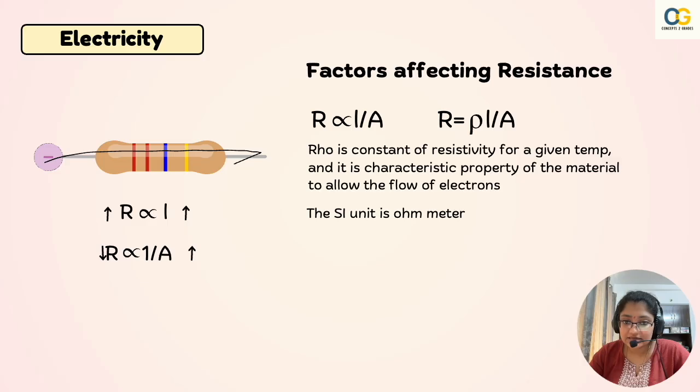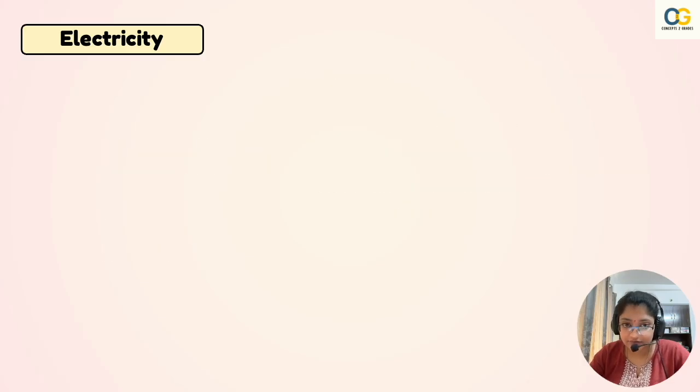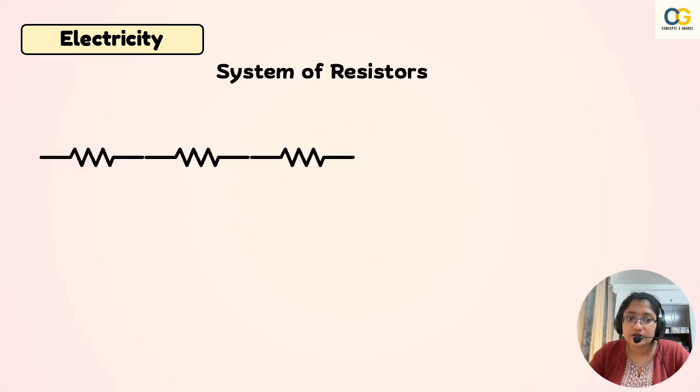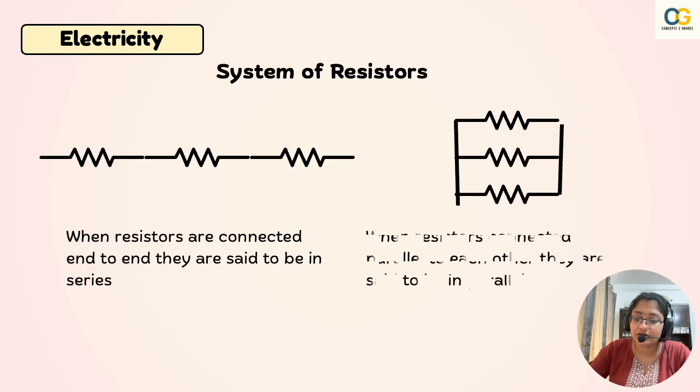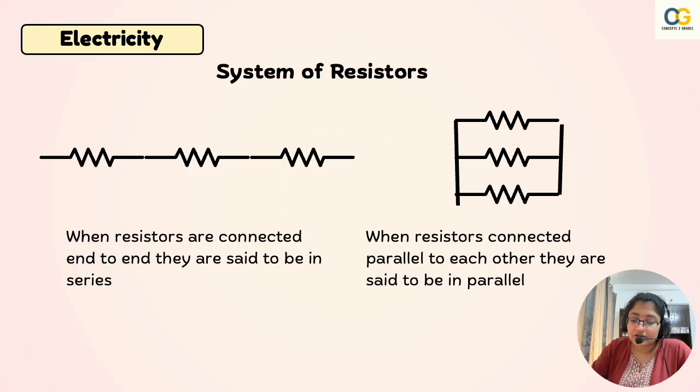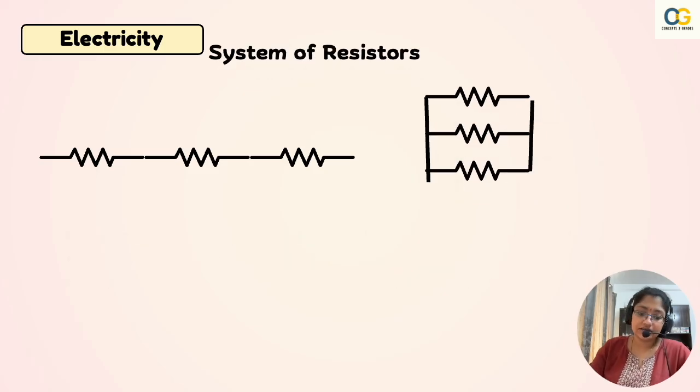So the next thing is system of resistance, where you connect multiple resistances in multiple ways, how each system is different, and how we find out the combined resistance of that system. If the resistors are connected end to end, one after the other, it is called connected in series. And if they are connected one below the other, like both the ends of each resistor are connected to each other, that is called a parallel connection. So in both the cases there is a certain difference.